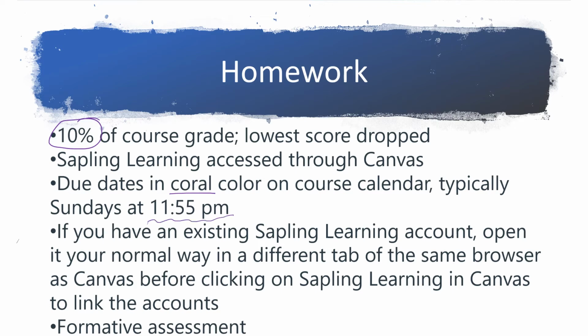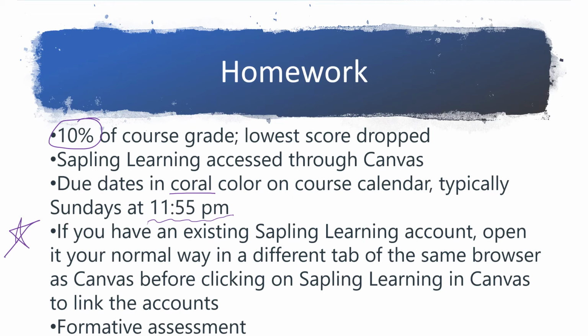Just a little heads up, if you already have an account with Sapling Learning, before you connect to Sapling Learning through Canvas, you need to use the same browser that you're using for Canvas, open up a different tab, and open up Sapling Learning the normal way by going to saplinglearning.com and logging in with your username and password. Then, once you are in Canvas and you click on one of the links, Sapling Learning will connect your old account with your current account through Canvas.